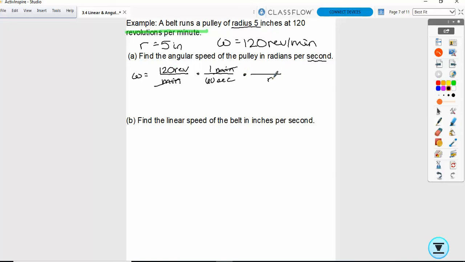Okay, if I have revolutions and I want radians, we said all the way around the circle is 1 revolution. And how many radians is that? 360 degrees, which is 2 pi radians. So I have 120 times 2 pi divided by 60. We get 4 pi radians per second.